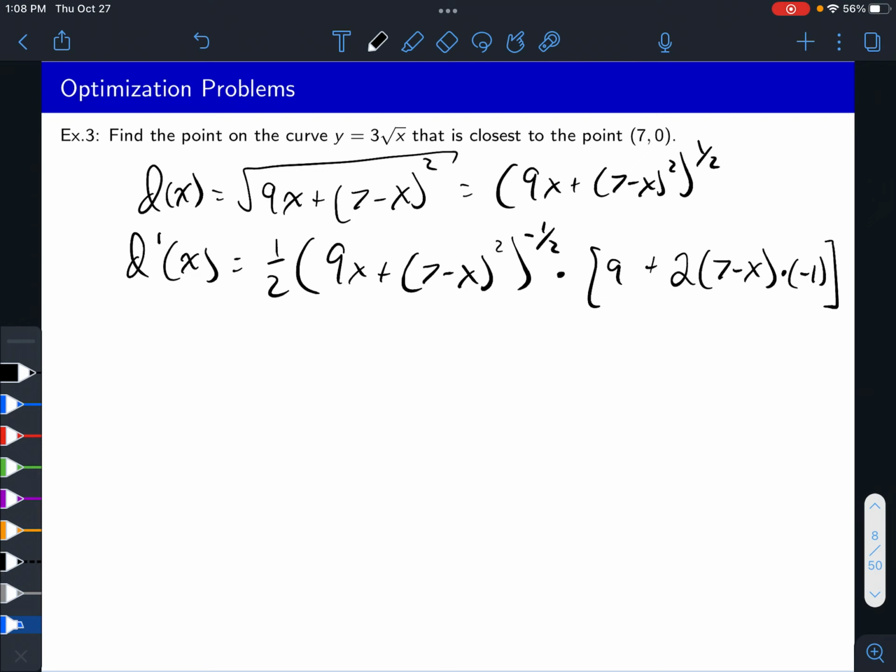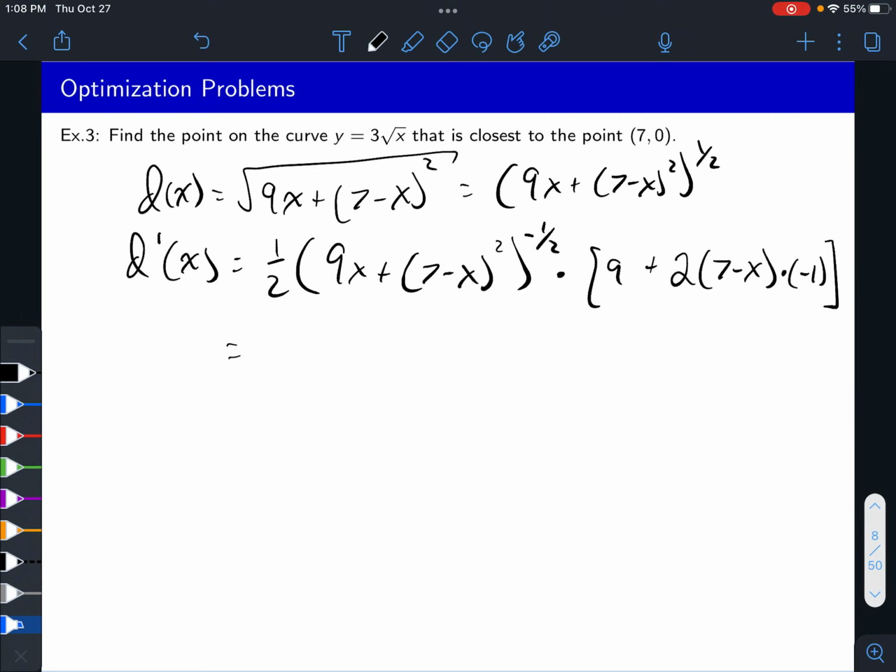So this, I believe, is our derivative. Let's see if I did that right. All right, so bring that. That's negative 1/2. This is the same as that. This derivative 9 plus 2 times that times negative 1. All right, so I think I'm good with this derivative.